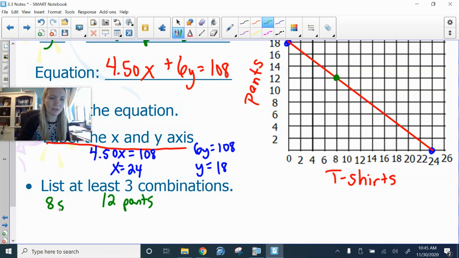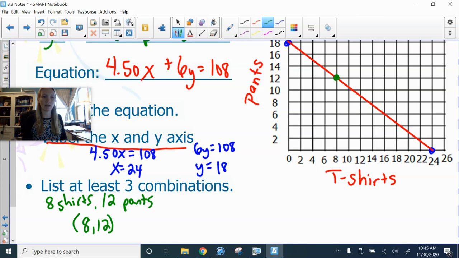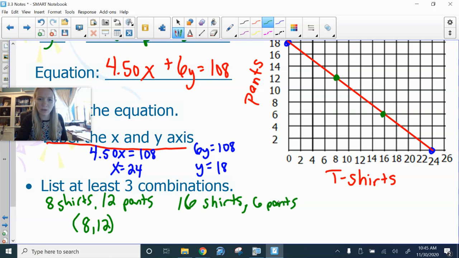So we could buy 12 pants, 8 shirts. Or I'm going to write this as 8 shirts, 12 pants. Only reason I'm going to do that is because then I could just write it as a coordinate, 8, 12, and it's the same thing. So it's just showing a different way to write that. Are there any others? Looks like right there, 16. Yeah, I could buy 16 shirts and 6 pants. Or you could write that as 16, 6.